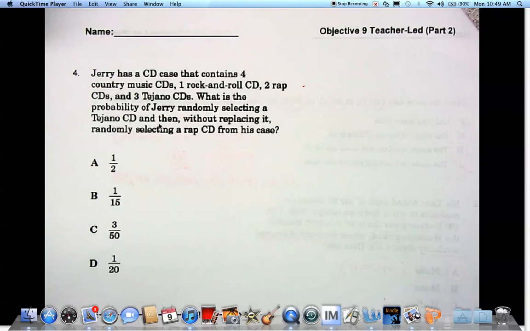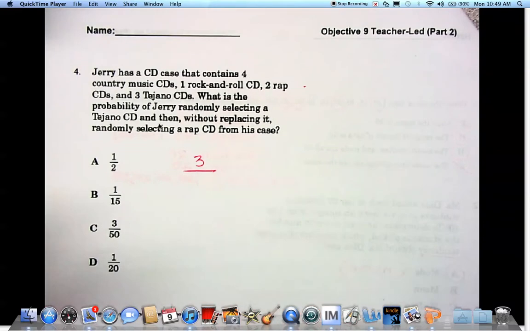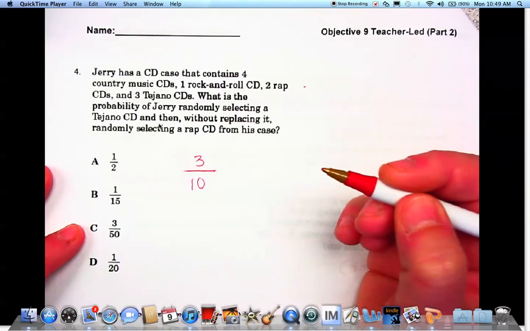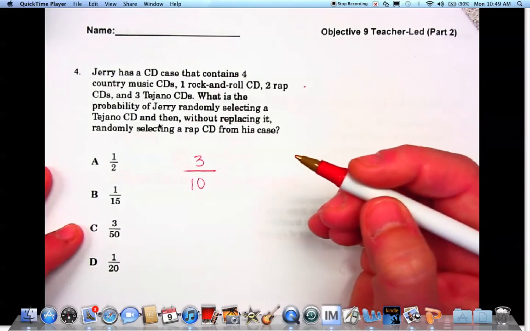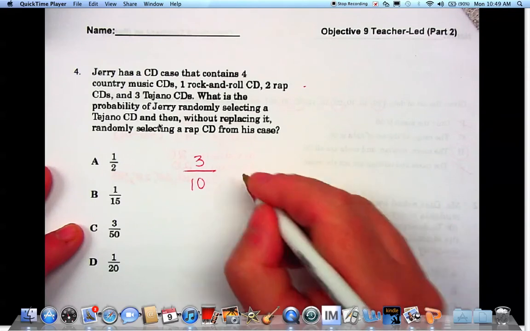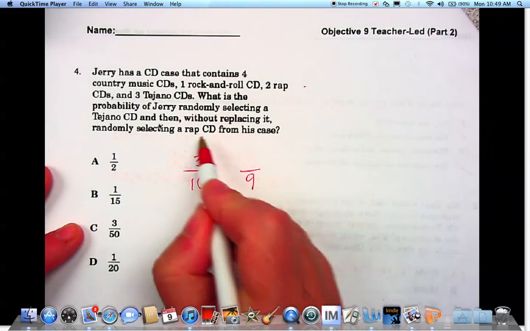Okay, what's the probability that he will pick a Tejano CD? Well, how many Tejano CDs are there? 3. Okay, out of the total number of CDs, 10. The bottom's always your total. Okay, now we assume that he actually did get a Tejano CD, and he didn't put it back. So how many CDs are left? 9. What's the probability that he'll get a rap CD?